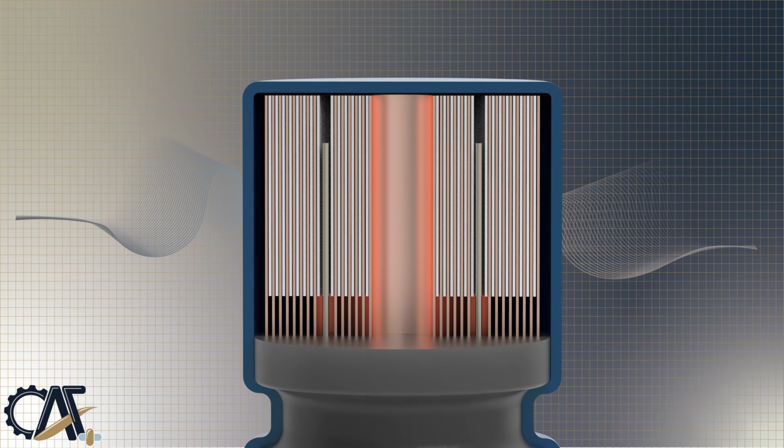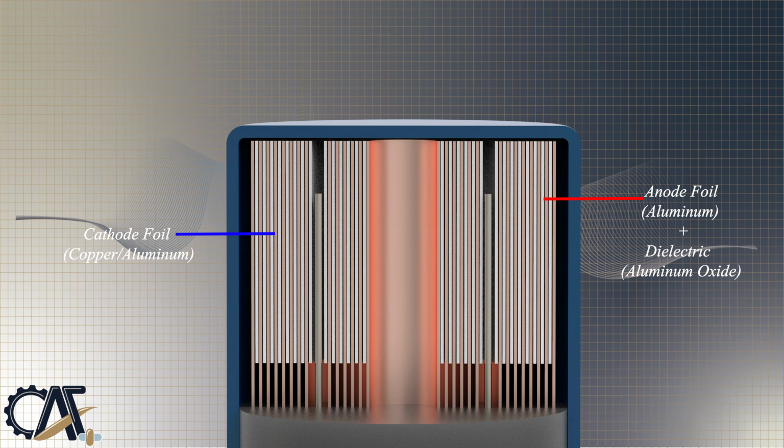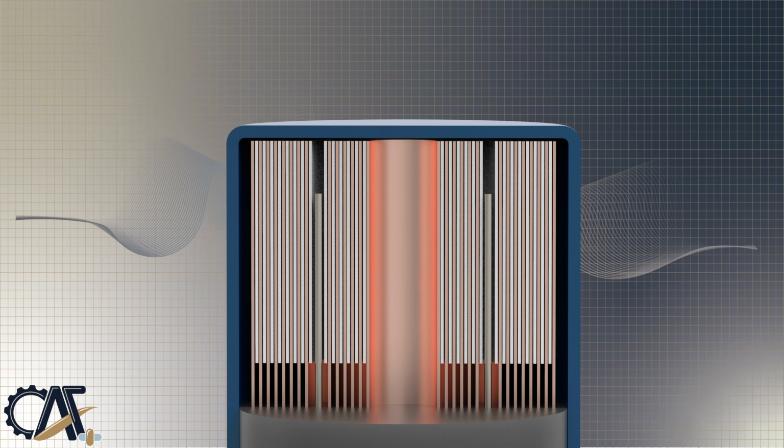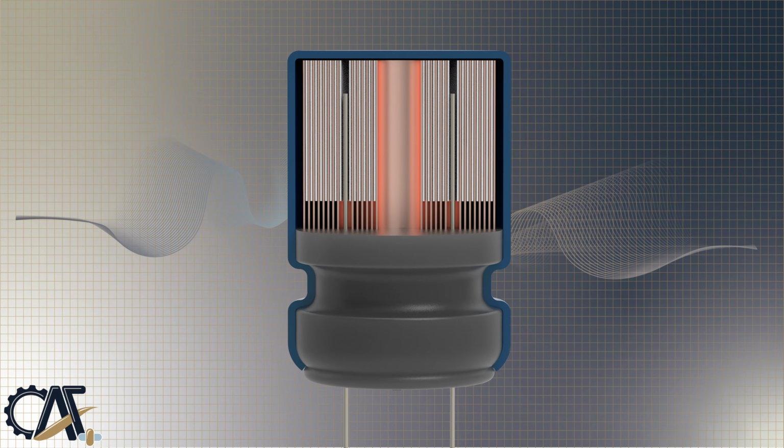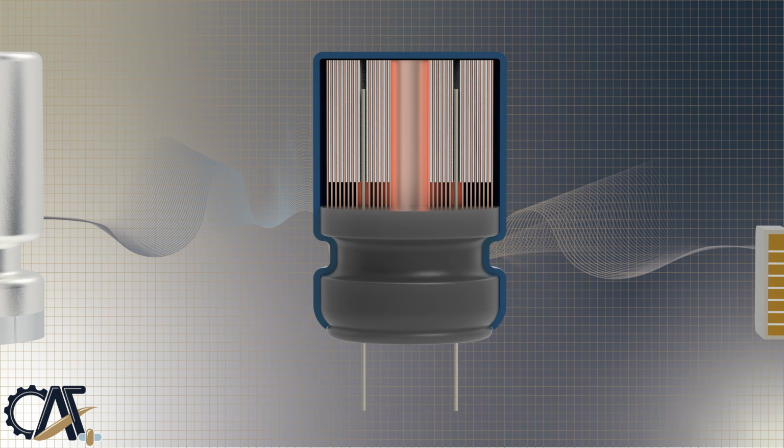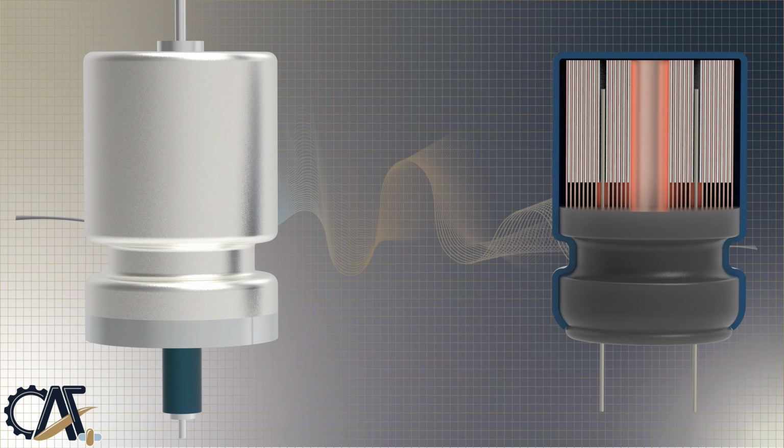To set up the polarity of the two foils, they are anodized by chemically growing a thin layer of aluminum oxide to form the anode, and distinguish it from the cathode. The oxide layer on the anode will work as the dielectric in this type of capacitor. Due to their very thin dielectric oxide layer and enlarged anode surface, electrolytic capacitors have a much higher capacitance than ceramic capacitors.